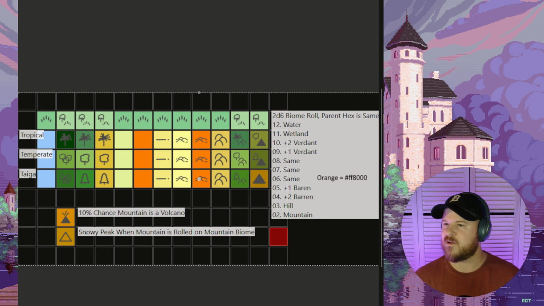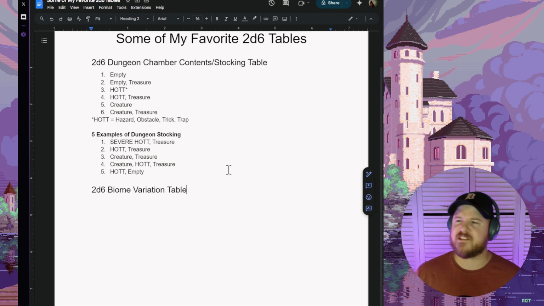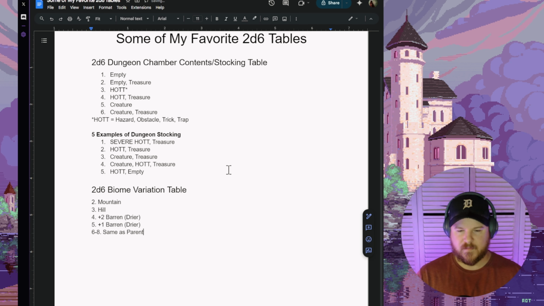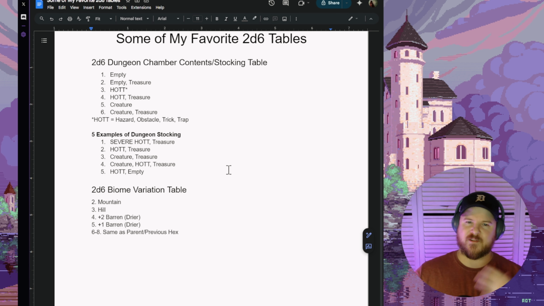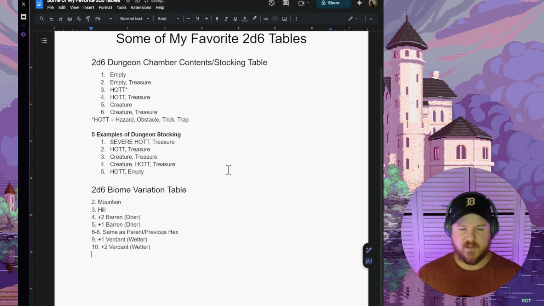Let me swap our look back over. So yeah, this is the 2d6 biome variation table, and we can just write it out really quickly. Parent or previous hex, if you were doing just a straight up hex crawl. If you're not using a top-down nested hex mapping, if you just want to grab some dice and start rolling a random hex crawl, then you can just use the previous hex for that. Then we get to 11, and 11 is, of course, always a wetland.